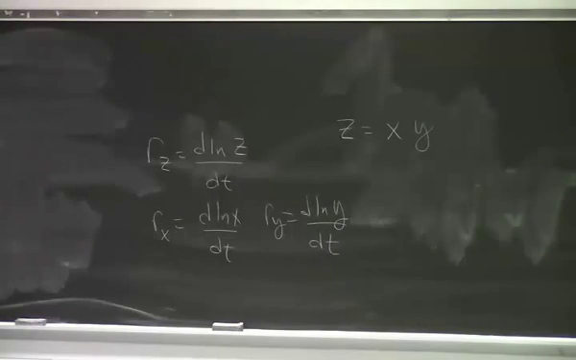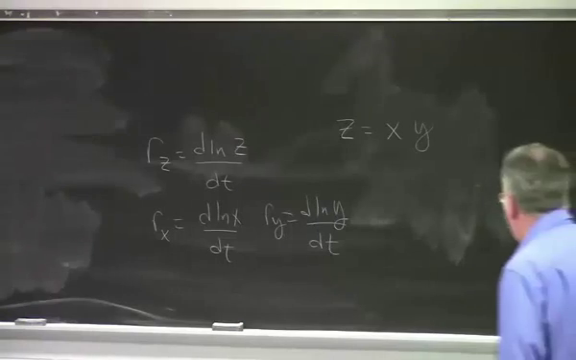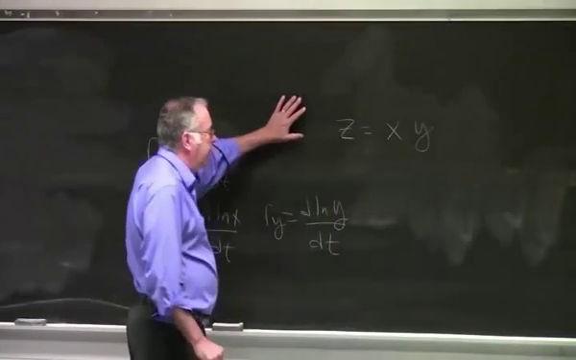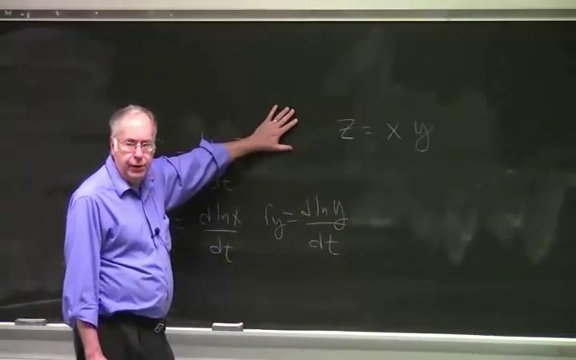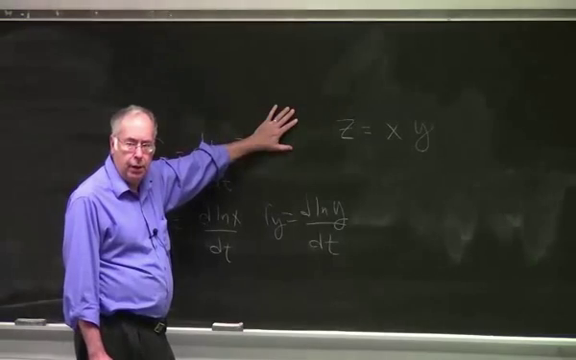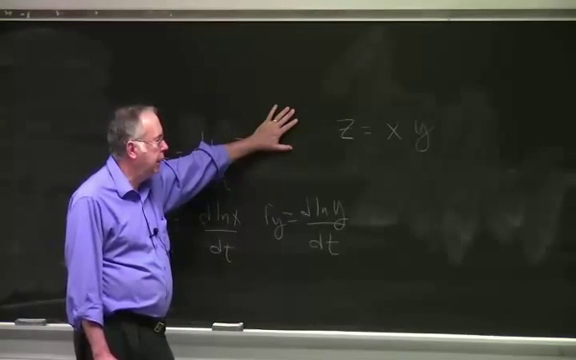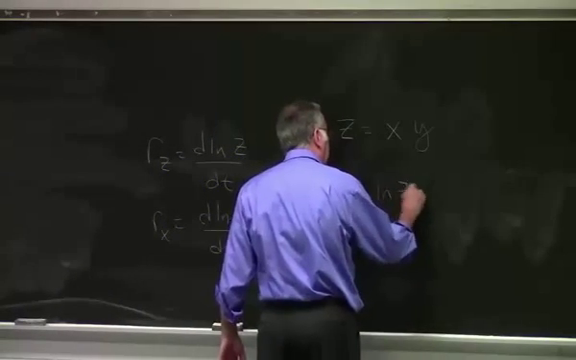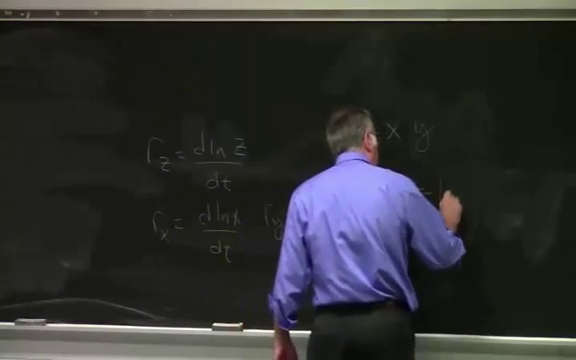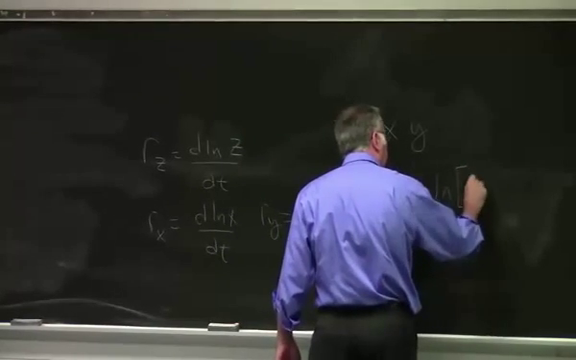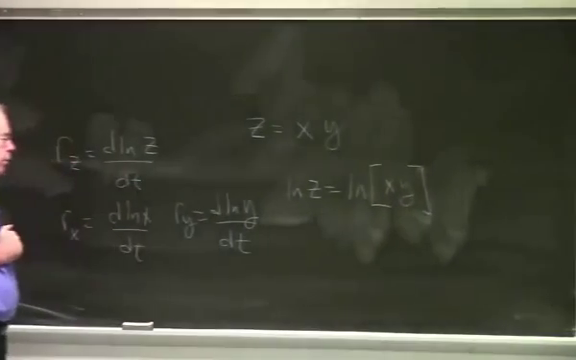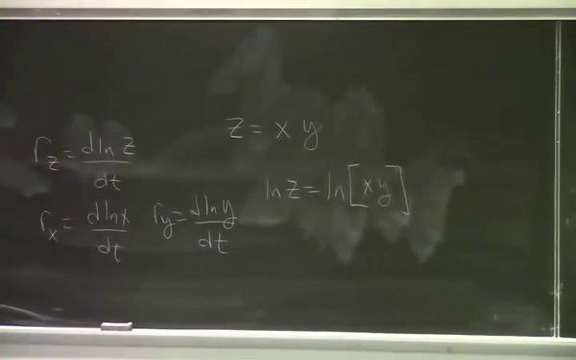Well, think back to logarithms. Let me ask you an easier question. What happens if you take the logarithm of both sides of this expression? Z is equal to x times y. Suppose we take the logarithm of z. Obviously, that must be equal to the logarithm of x times y. And what can we do to this right-hand side, David? What is the log of x times y?